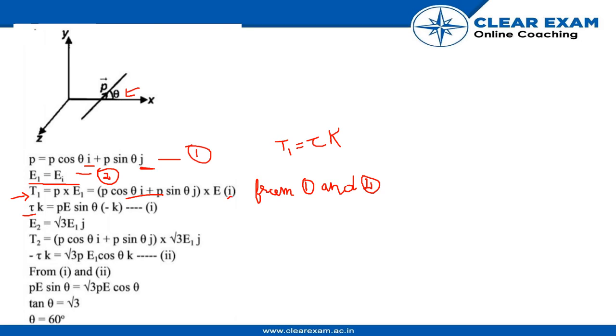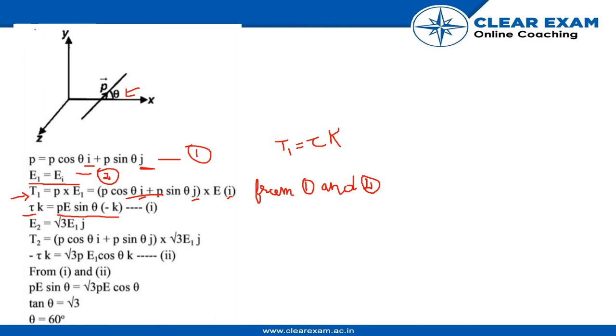That is because as we know T1 is equal to tau k. So putting the value of T1 here on the LHS and solving this, when i multiplies with i and i multiplies with j, it forms minus k. So that's the direction, and let us take it as equation first. And now E2 is equal to root 3 E1 j. It is given in the question.